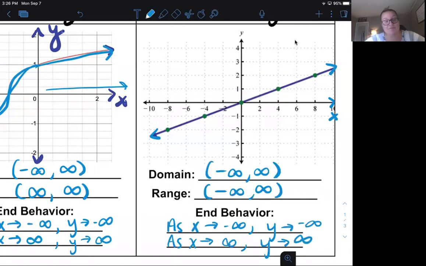So for this graph, I got that the domain is negative infinity to positive infinity. The range is the same. And as for the end behavior, as x approaches negative infinity, as those x's decrease, y approaches negative infinity as well. Then, to the far right, as x approaches positive infinity, y approaches positive infinity as well.